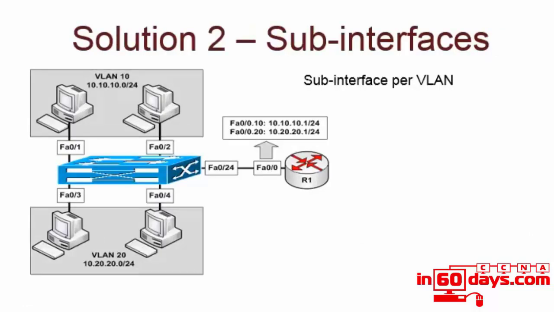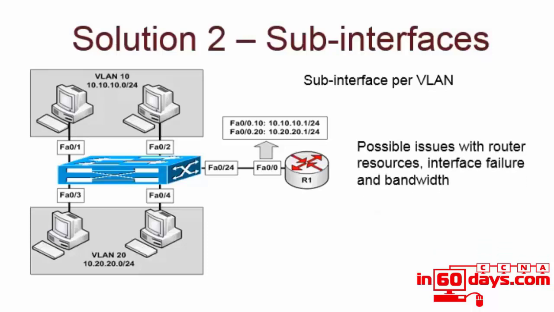Next solution that is used is sub-interfaces. You've got one sub-interface, or a logical interface, per VLAN. So you could have 100 VLANs, for example, and you just create 100 sub-interfaces which are connected to a physical interface. So in this instance, we've got a fast Ethernet interface on our router, and we've actually configured two sub-interfaces, each on a different subnet, and each subnet is configured with a different VLAN. Obviously, if that interface goes down or there's a problem with the router, then you're going to lose connectivity.